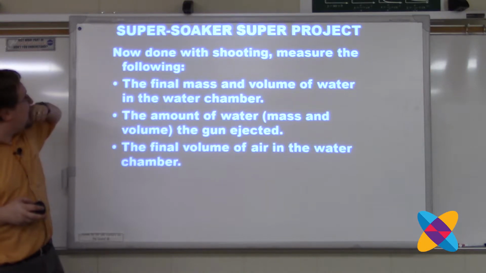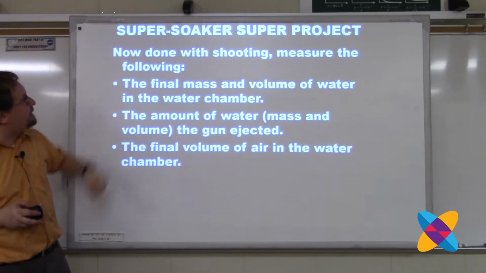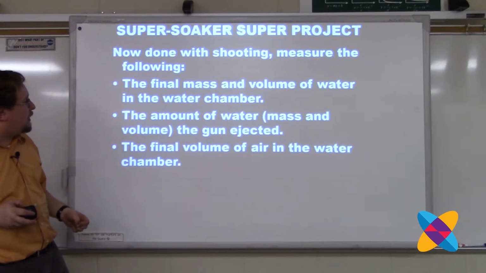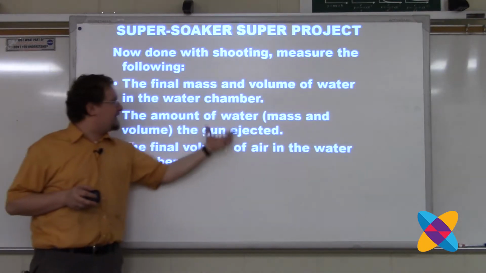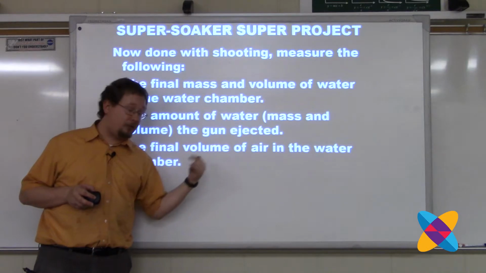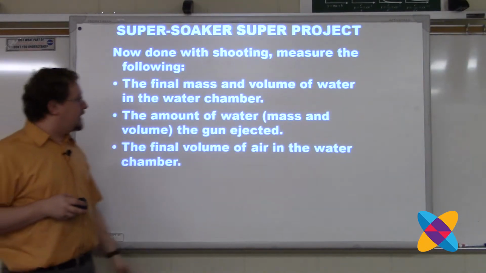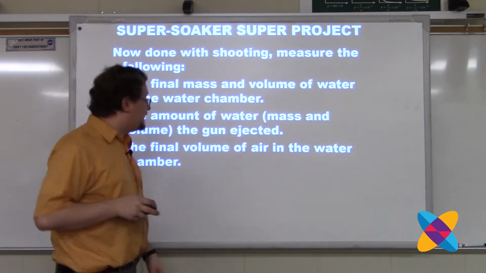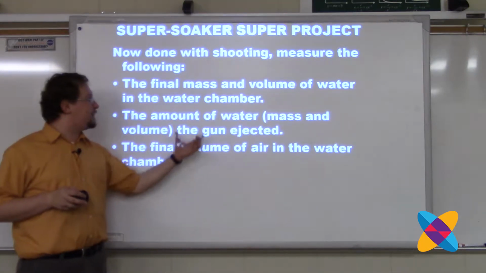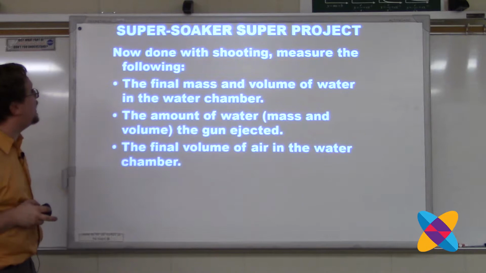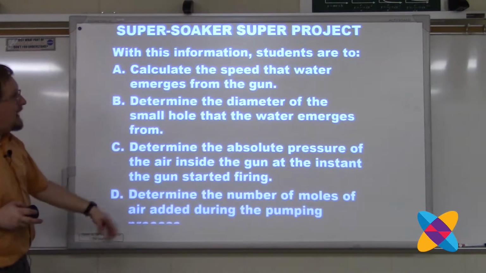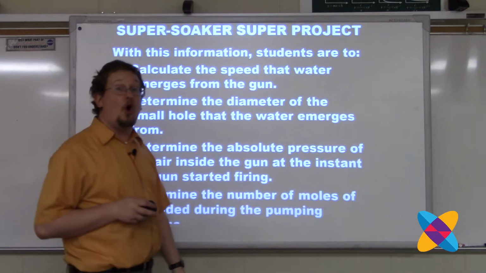When you're done with shooting, get the final mass and volume of the water in the water chamber, so use a beaker or whatever. Then the amount of water that was ejected would be the difference between the mass of water before and after, and the final volume of the air in the water chamber. Well, if you know the final volume of the water, then the rest of the chamber is the final volume of the air. Okay, with all that information, the student is going to do all these things.